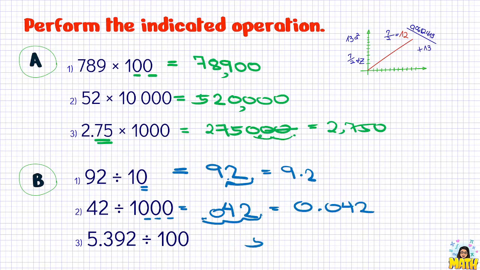For number 3, from the original number 5.392, we have 2 zeros in our divisor. So we also move it 2 decimal places. Therefore, our final answer here is 0.05392. As we notice, in part B, yung mga numbers natin ay nag-decrease since we divide it by the powers of 10. In these examples, we simply show that once we multiply a number by power of 10, lumalaki yung value ng isang number, while kapag dinidivide naman natin ito, ay lumiliit ang kanyang value.